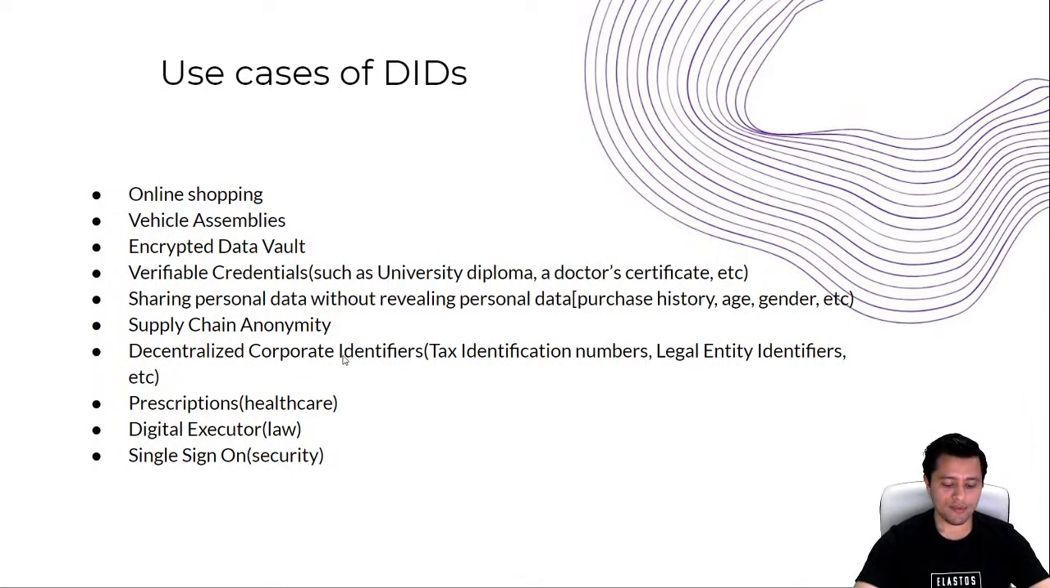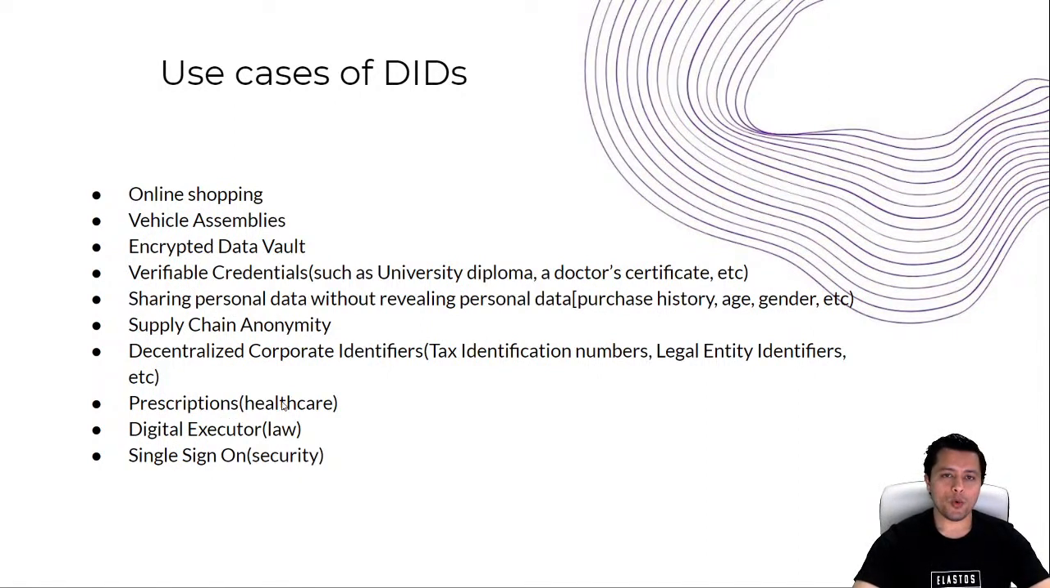Decentralized corporate identifiers. When it comes to corporations, maybe you want to store tax identification numbers, legal entity identifiers. There's a lot of use cases like that. It could be used in that scenario as well, to communicate the unique identity of an organization without revealing any of the other information, right? Prescriptions. This is huge when it comes to healthcare.